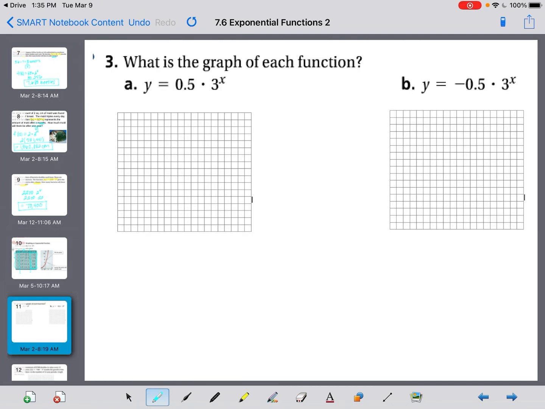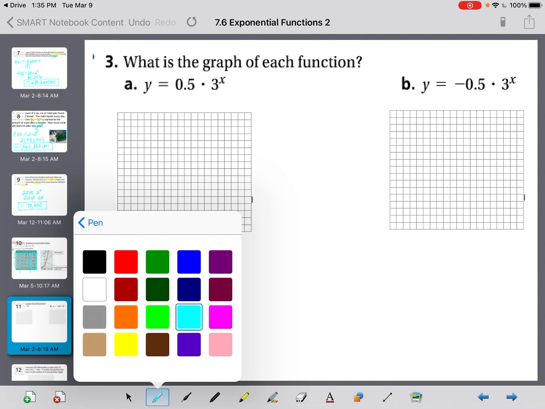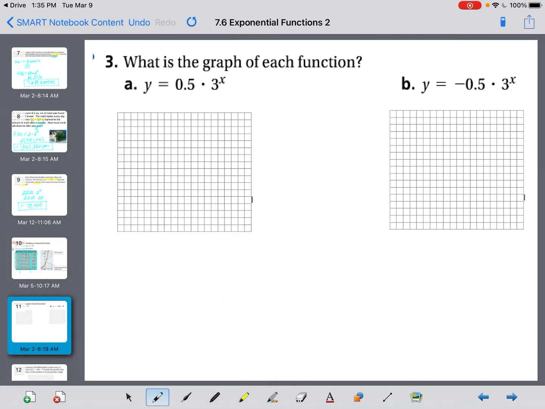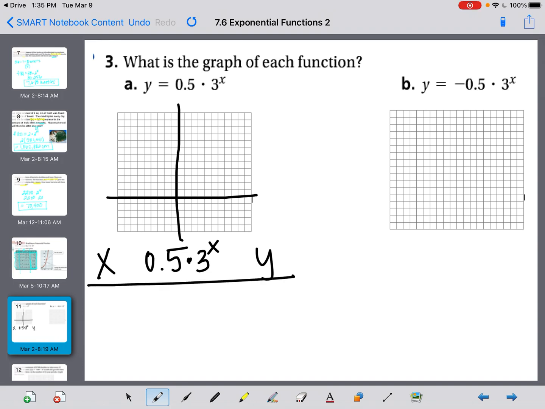Okay, we're going to try one that they haven't done yet. I'm going to create my table and put some lines on my graph. Then we have x. We have 0.5 times 3 to the x, and we have y. -2, -1, 0, 1, and 2.